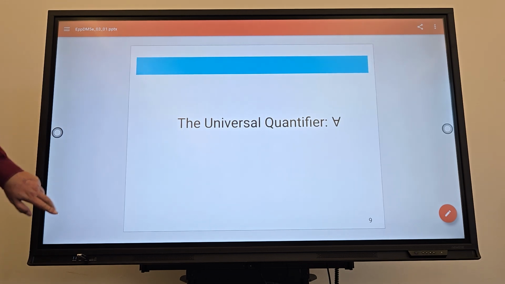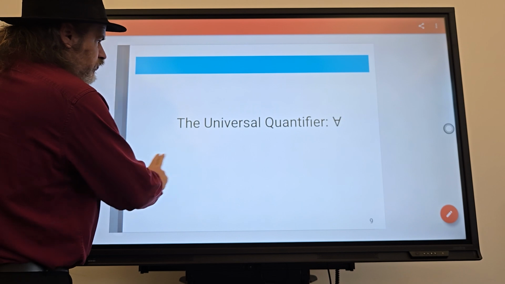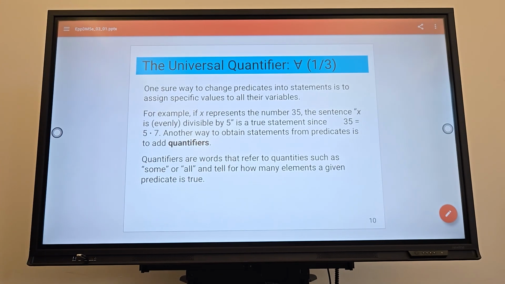So the universal quantifier. One sure way to change predicates into statements is to assign a specific value to their variables. For example, if x represents the number 35, the sentence x is evenly divisible by 5 is a true statement.